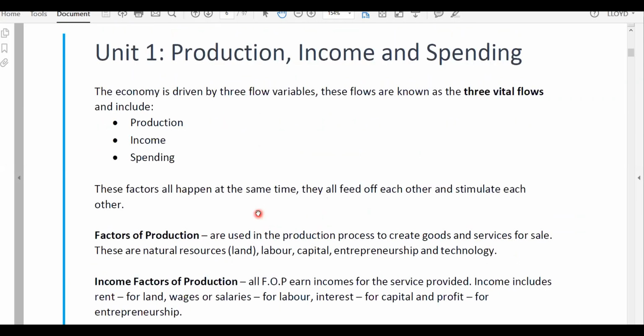So without wasting much time, let's look at unit number one, which is production, income, and spending. I'm sure you are familiar with some of the terms because you did consider them when you were doing microeconomics, that is the 1501.